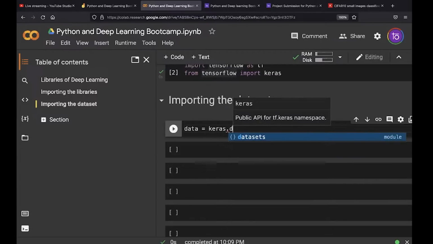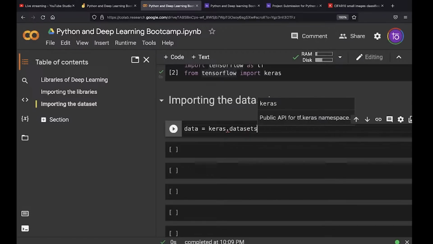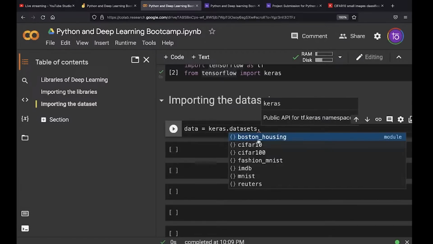So if I write over here dataset and then dot, now which dataset do I want? These are all the datasets that are available. If you're a beginner and you're not getting a lot of datasets in the market, you want to start with a simple one. You can start with these predefined datasets. Otherwise you can download it from Kaggle as well, as it suits you. Today we are going to use this MNIST dataset.